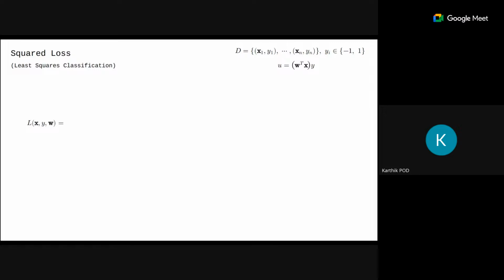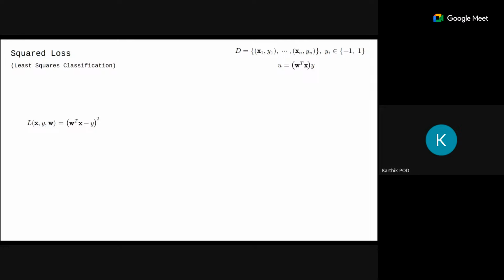What is the formula for this squared loss in terms of W, X, Y? We have already seen it. It is W transpose X minus Y whole square. So why is this W transpose X into Y?